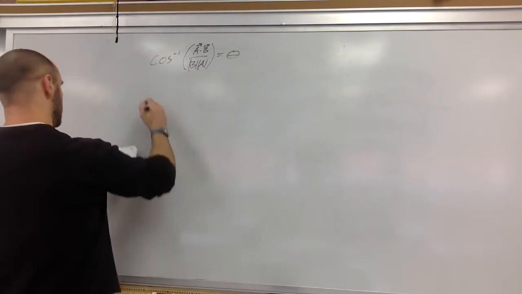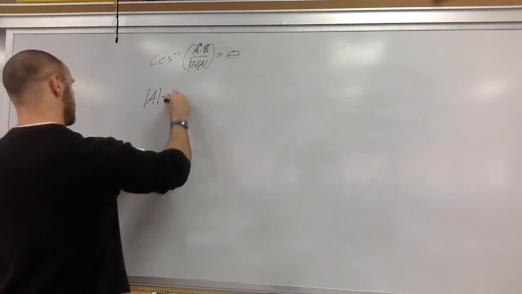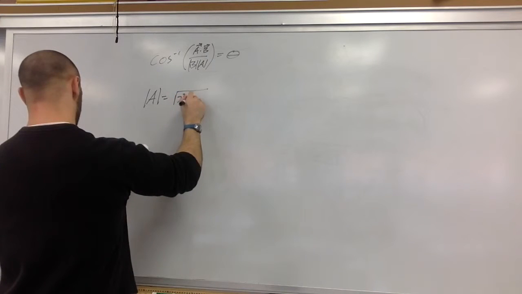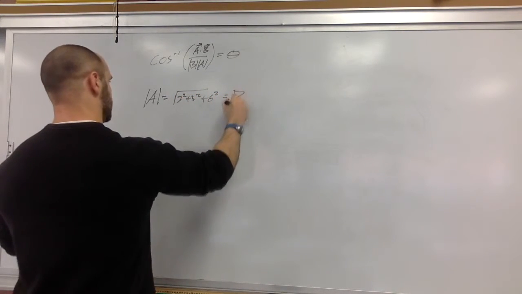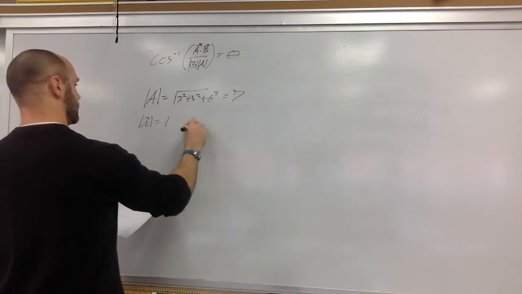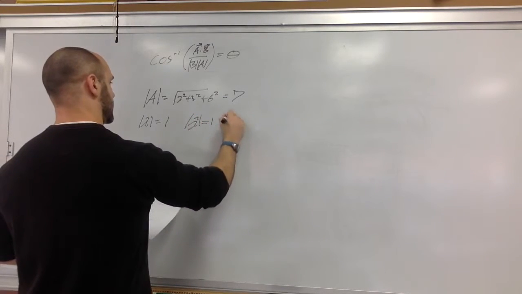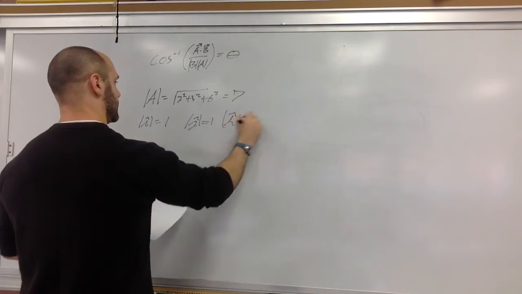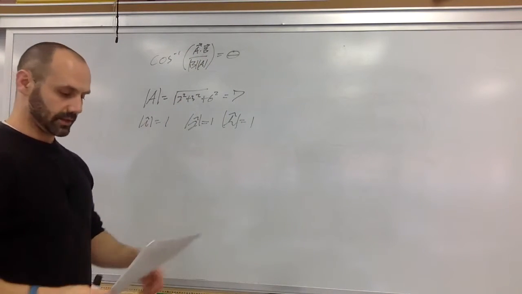Why? Because if I take this vector A and I find the magnitude, 2 squared plus 3 squared plus 6 squared, square root, gives me 7. But notice that for i hat, the magnitude is 1. For j hat, the magnitude is 1. And for k hat, the magnitude is 1. So when I'm doing this, it's going to be a lot easier, right?